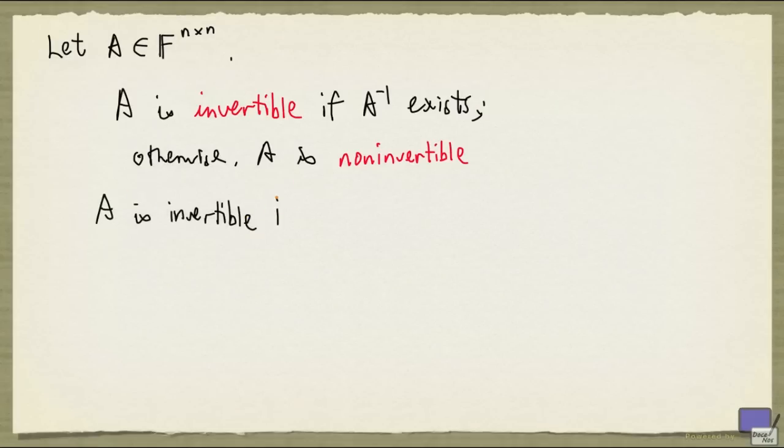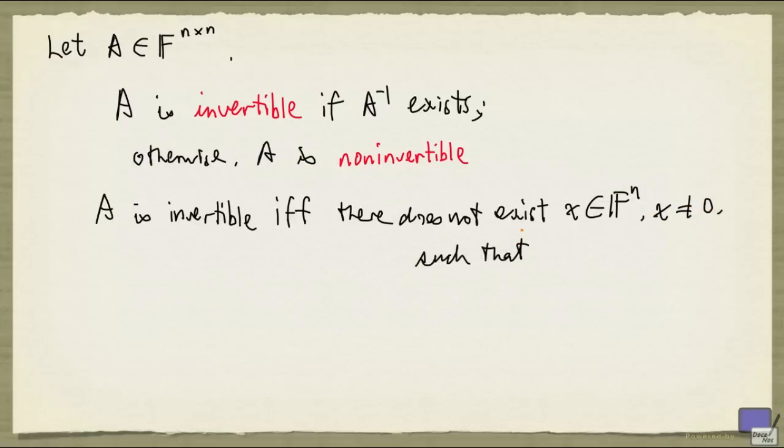A is invertible if and only if there does not exist x in F^n, x not equal to the 0 tuple, such that Ax is equal to 0. So the condition is this. You look at this system and you see if there's a solution that is not identically 0. Clearly, the tuple of all zeros satisfies this equation, and such a solution is called the trivial solution. Every other solution is called a non-trivial solution. So what this is saying is A is invertible if and only if there is no non-trivial solution.